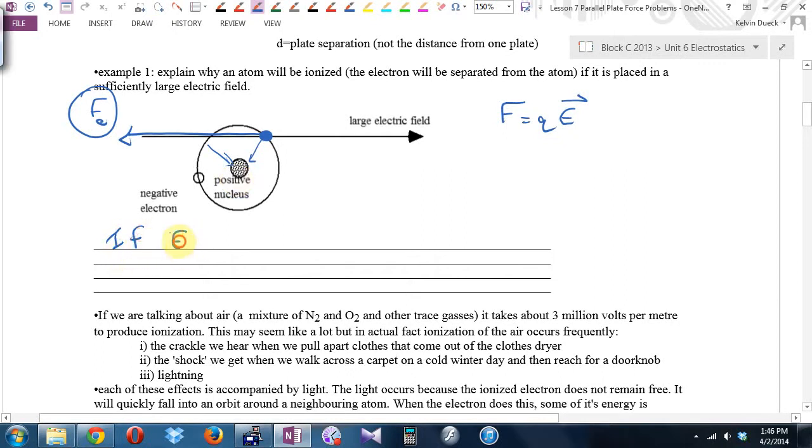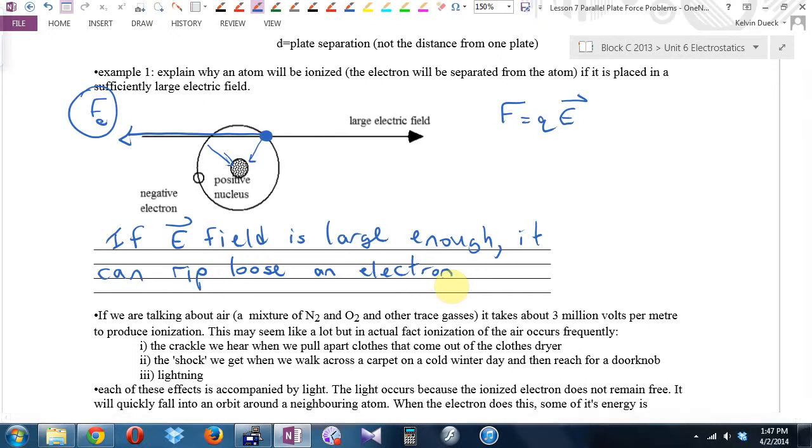So if electric field is large enough, it can rip loose an electron. The electron wants to stay close to that positive nucleus, but we can apply a bigger force pulling it away. Just remember though, Claire, the force will be in the opposite direction of the electric field, because we defined electric field as which way a positive would want to move, and electrons are negative.